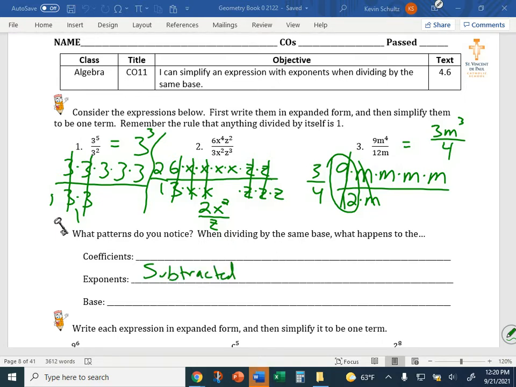So the exponents are subtracted, right? In each of these, the first one we ended up with 3 cubed: 5 minus 2 equals 3. In the second one, we had x squared: 4 minus 2 is 2. And with the z's, we ended up with z to the first: 3 minus 2 equals 1. But how do you know whether that variable goes in the numerator or the denominator? Because my x's were in the numerator, my z's were in the denominator. How do you know?